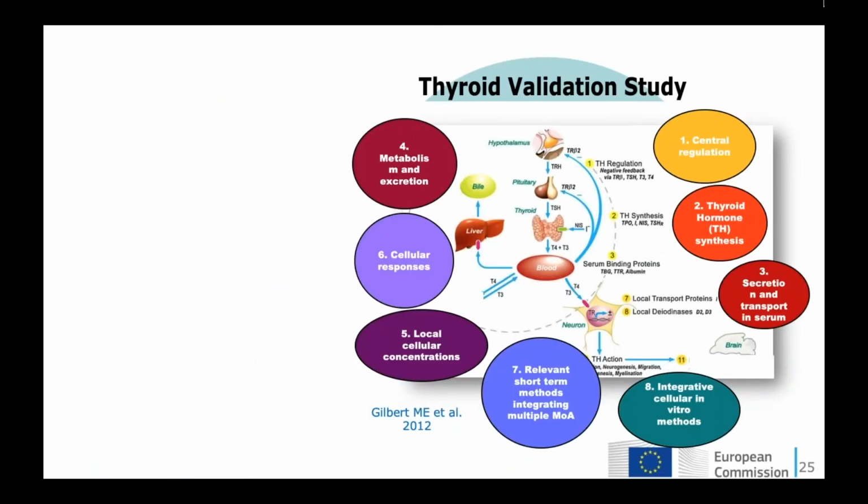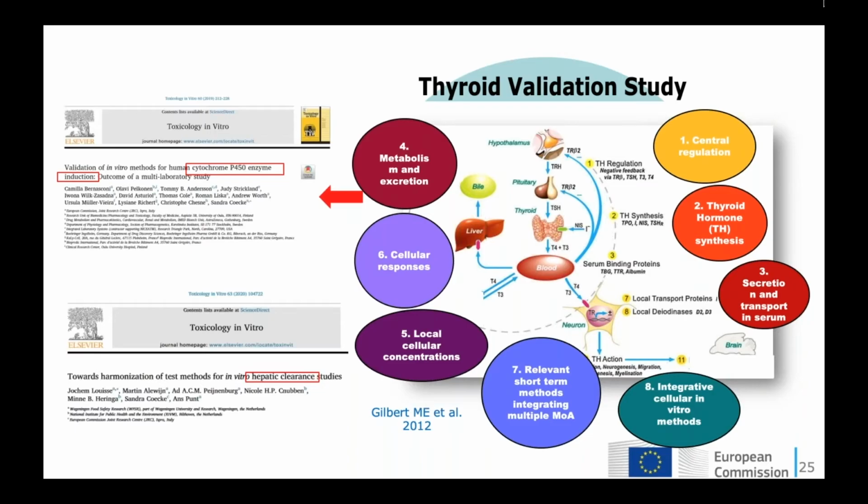In this thyroid validation study, we have 17 to 18 mechanistic methods that have been identified in the OECD scoping document. And we try to implement in this study all the practices that we have learned over the years in terms of validation of mechanistic methods. And as you can see in this project, we also have a block on metabolism and excretion.